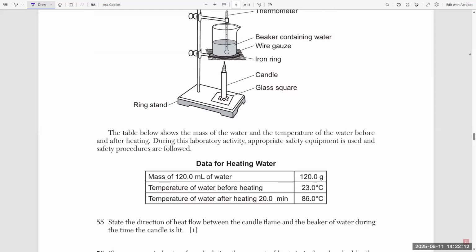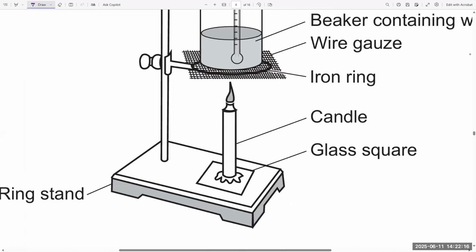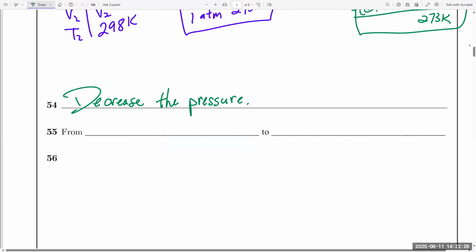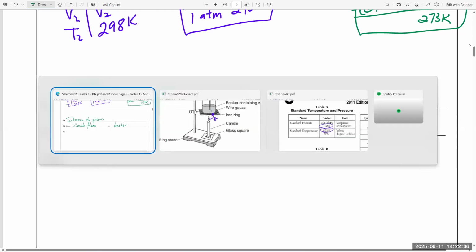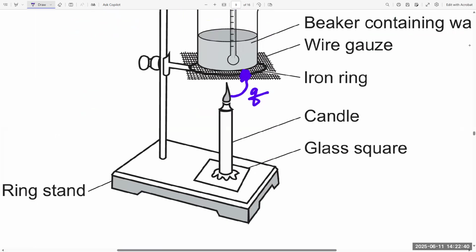Now, believe it or not, kids get this wrong, but where does the heat go? Heat goes from here, into it like this, right? So from candle flame to beaker is the answer. If you wrote candle to beaker, I think it's acceptable. It should be. Right, so let's keep going.